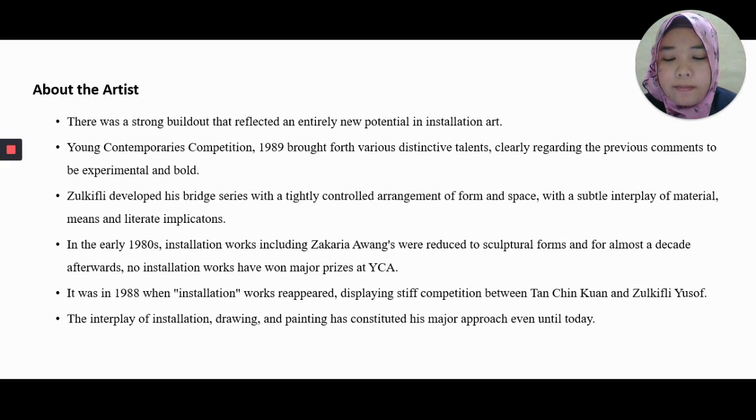He is very much creating a name as a storyteller by challenging the norm of nation art scene, that is to create a crude imagery to tell the stories, which only the Malaysians will know through the respect of our own culture, not only as a Malaysian but also as a Muslim. It was in 1988 when installation works reappeared, or early 70s to be precise, displaying stiff competition between Tan Chin Kwan and Zulkifli Yusof. The interplay of installation, drawing, and painting has constituted his major approach even until today.